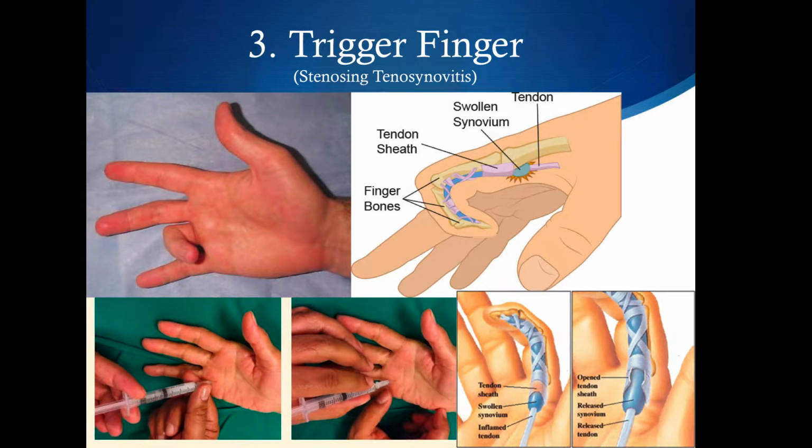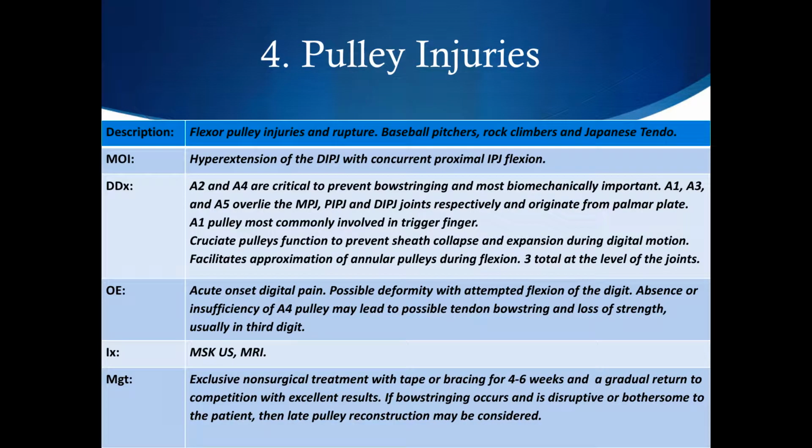Management usually involves use of night splint, activity modification, NSAIDs, corticosteroid injections in the flexor tendon sheath, and if all else fails, surgical release of the A1 pulley and one slip of the flexor digitorum superficialis, which is usually the ulnar slip.